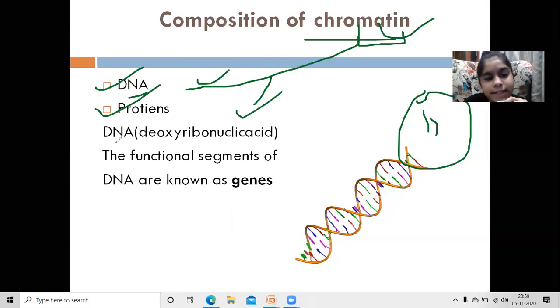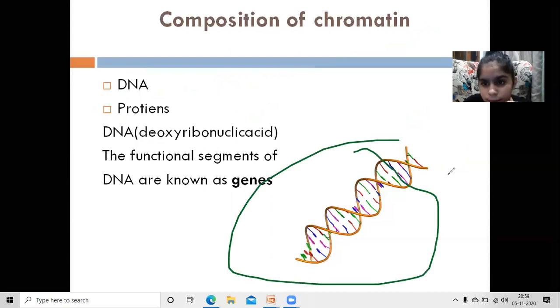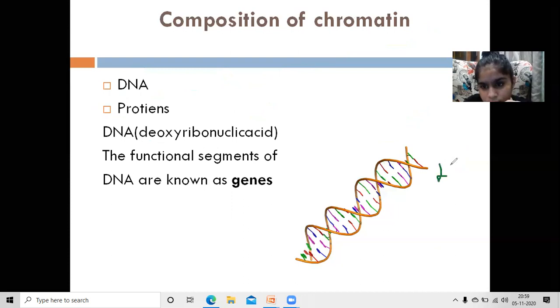Now, let me clear. I hope you're able to see this image. This image is of DNA. You might be seeing it clearly. On this DNA you might be seeing some of these things. Do you see something on the side? You're seeing so many things, right? These colorful ones in the middle, what are these? These are genes.